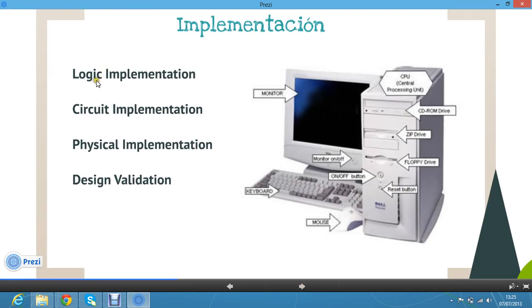Implementation, logic implementation, circuit implementation, physical implementation, design, validation.